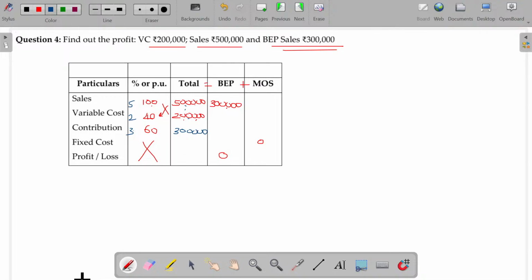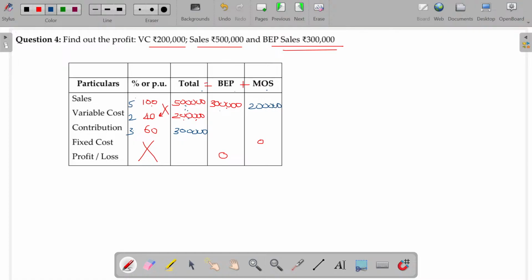Now I don't know the fixed cost as well as profit and loss. Stop here. Try to solve the other columns also. In case of other columns, MOS can be calculated easily. BEP plus MOS is equal to total. Total is 5 lakhs, 3 lakhs being the BEP and MOS should be 2 lakhs.